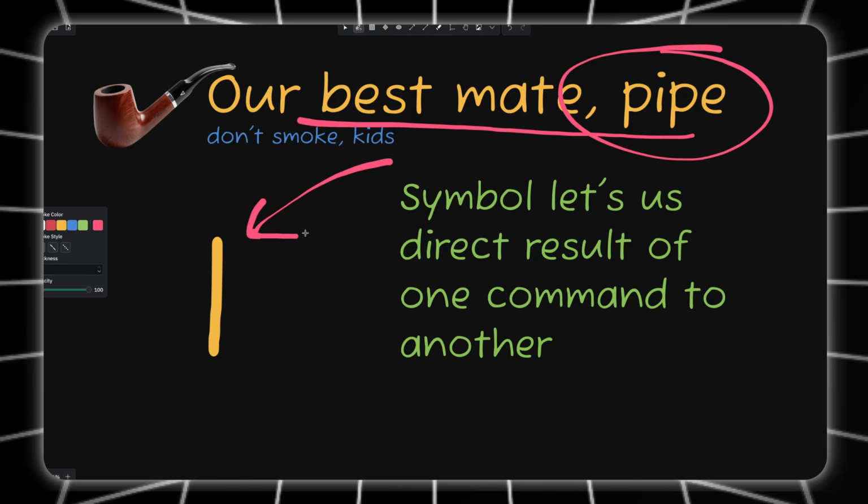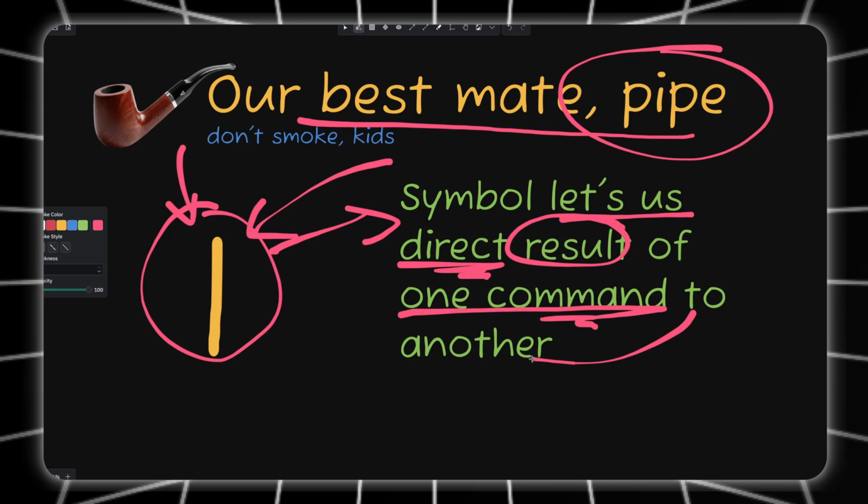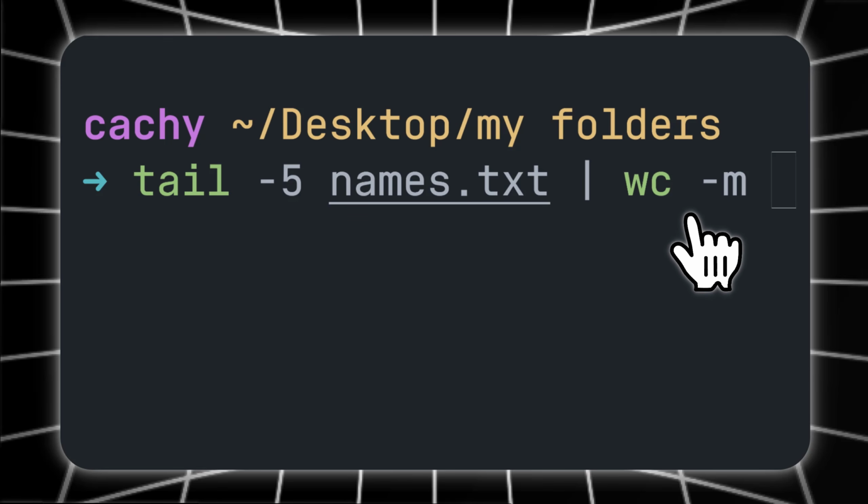See, pipe allows us to take the result of one command and feed it into the command of another. So essentially we send it down a pipe. So the entire command will look a little something like this. We get the first 5 lines of this file, and then this input is sent to the WC command, which calculates the number of characters and prints it to the screen.